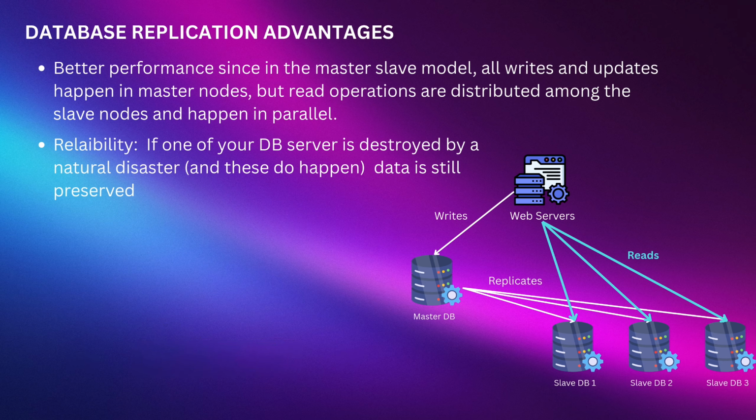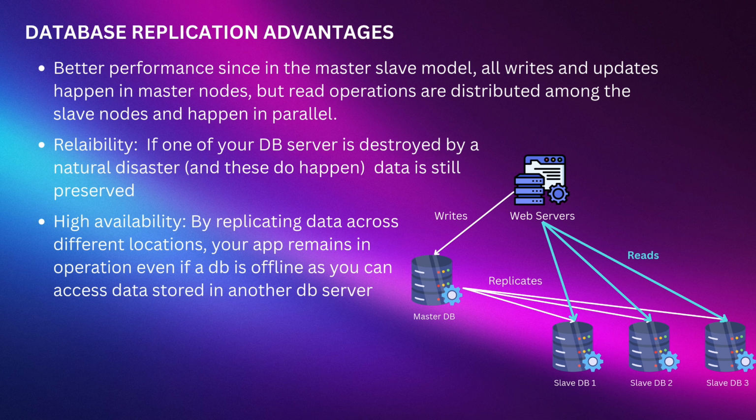Also, reliability is another advantage. If one of your database servers is destroyed by a natural disaster, let's say, data is still preserved. You won't need to worry about data loss because data is replicated across multiple locations. And last but not the least, high availability. By replicating data across different locations, your app remains in operation even if a database is offline, as you can access data stored in another database server.